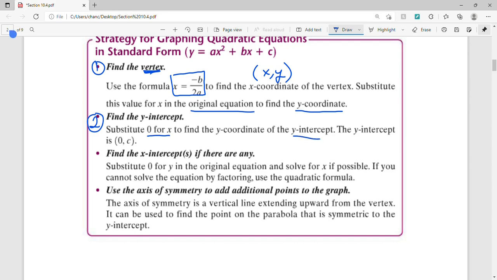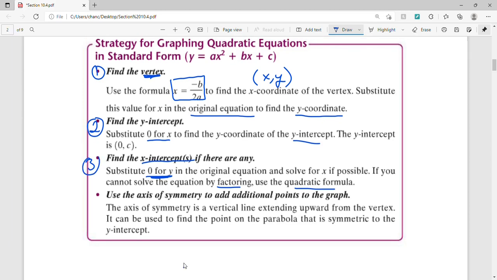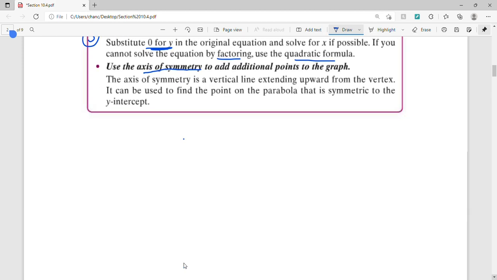To solve for the x-intercepts, you will substitute 0 for y and then solve either by factoring or using the quadratic formula. The last step is to use the axis of symmetry to add additional points to the graph. All parabolas are symmetrical. They will be symmetrical about the vertical line that runs through the vertex.